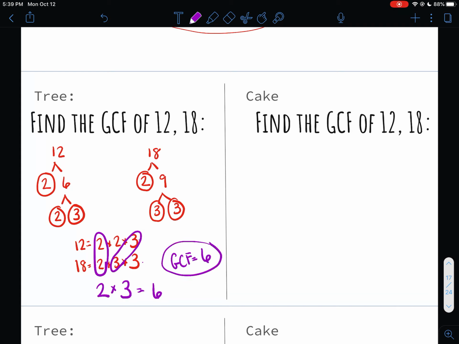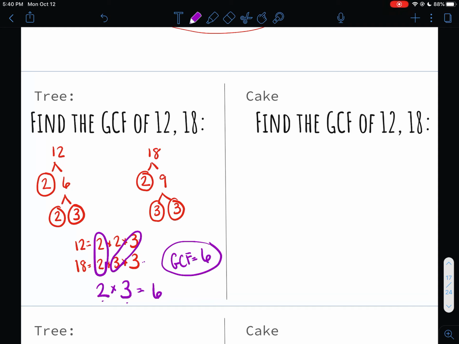Okay, so we found the prime factorization of each. Then we looked at what prime factors they had in common. They had a 2 in common and a 3 in common. So you just multiply those to get 6. Okay, so I will show you another example of that.